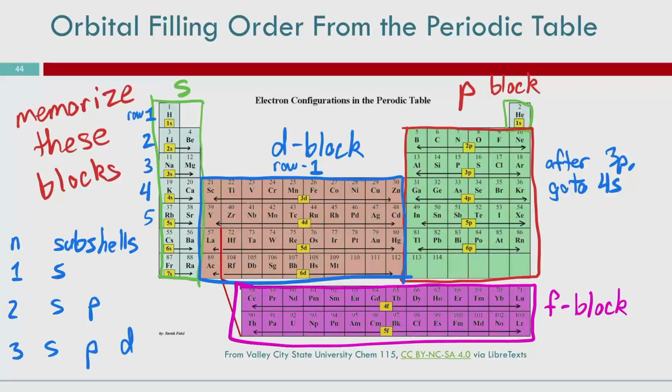So if you remember the row number, if you remember the block names, the letters that go with the blocks, that can help you with filling these in. It's also sort of a cheat sheet for filling in the electron configurations as well.